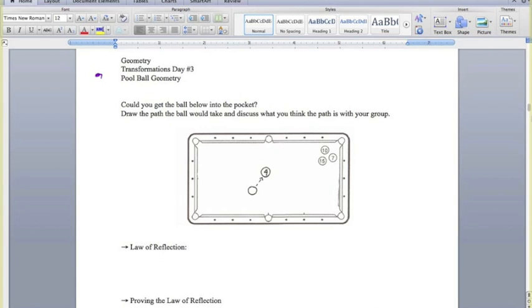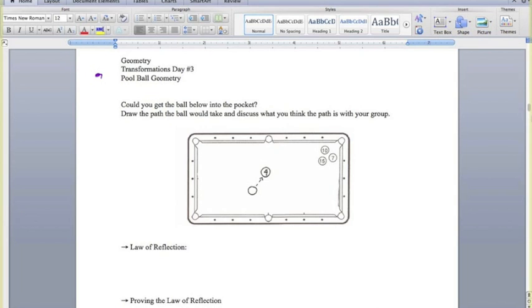I know that when you actually play pool, you can hit the ball in different locations, and that'll put a spin on the ball, and that changes things. We're just going to hit this straight on, and what would happen to it? So the question is, if we hit it in the direction indicated by the arrow, is it going to go into a pocket, and if so, which one? Go ahead and think about that.